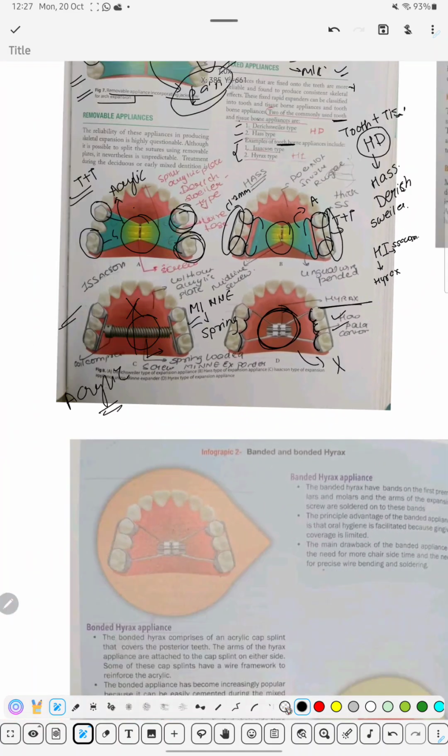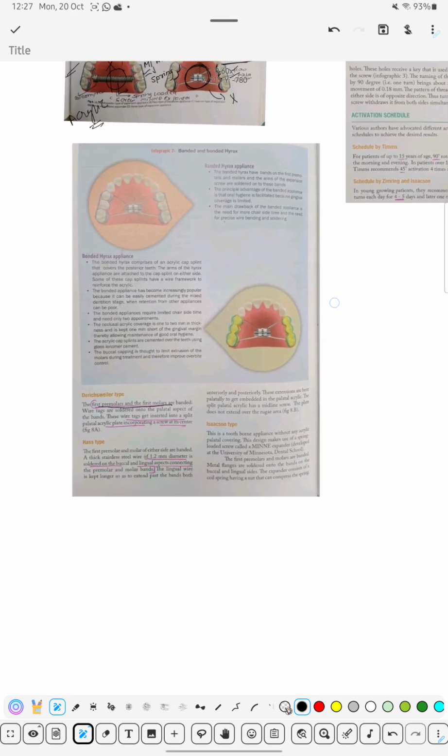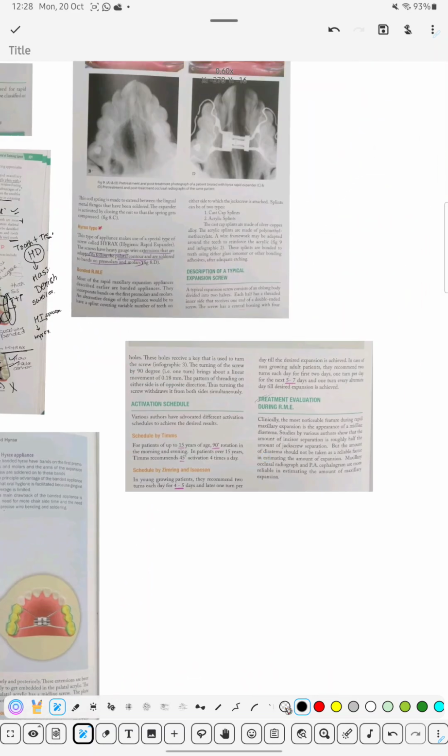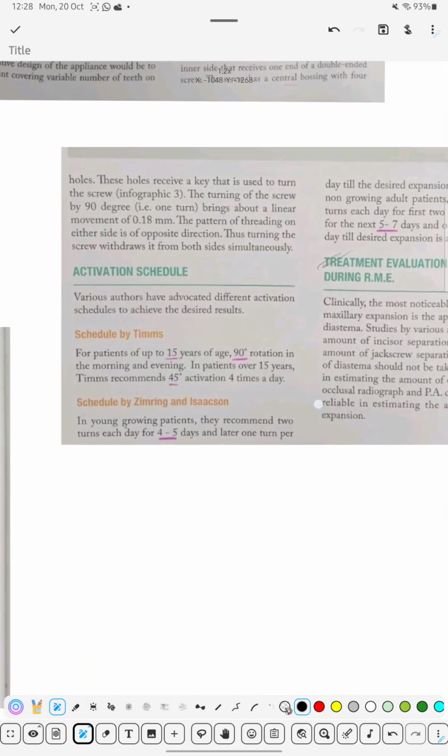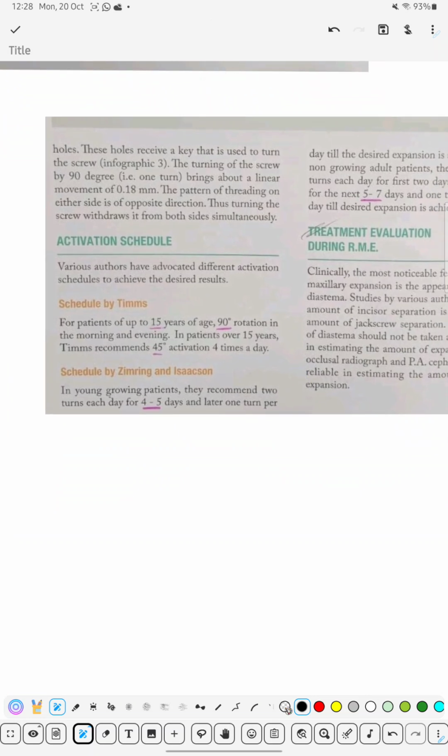So these are the 4 types of fixed appliance that are most commonly used, and it helps in expansion of the palate of the maxilla. Then you will see about the activation schedule. What is the activation schedule? Various authors give different activation schedules.